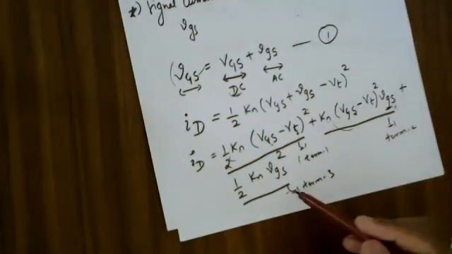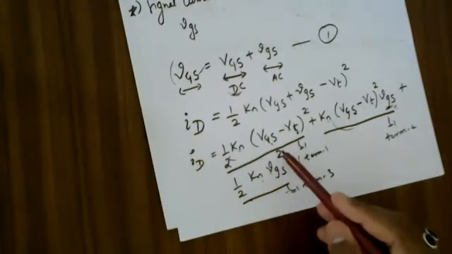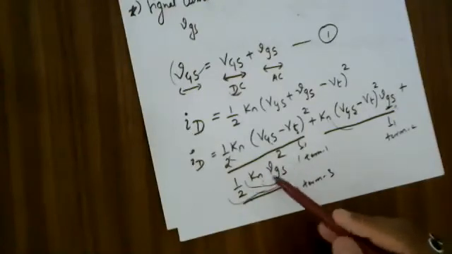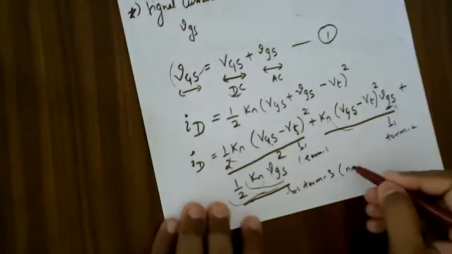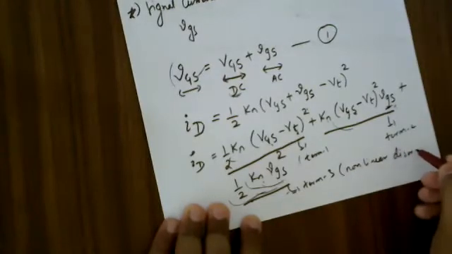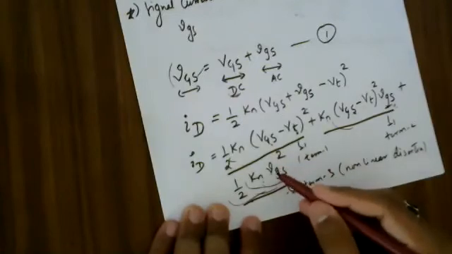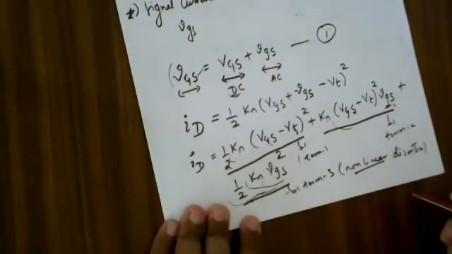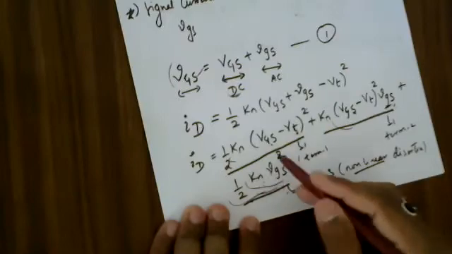What about this term, 1 by 2 times Kn into vgs square? This third component is indicating an undesirable component, which is nothing but non-linear distortion, because it is directly the square of your applied signal. When I say it's the square of the applied signal, it means it is non-linear in nature. This is a distortion signal.